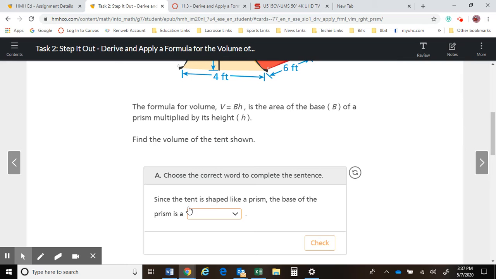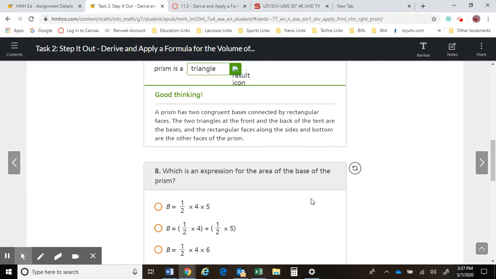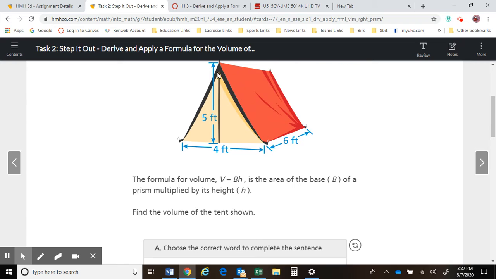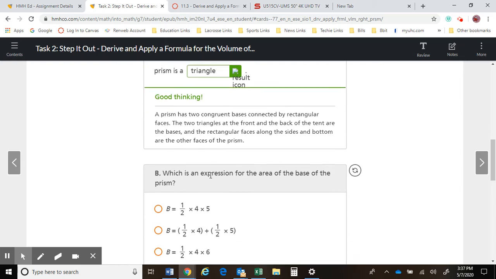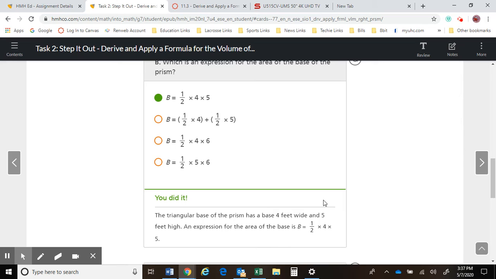All right. So since the tent is shaped like a prism, the base of the prism, of course, is a triangle. We're going to use 1/2, and of course base times height. So of the triangle, 1/2 base times height. So 1/2, 4 times 5. Okay, so that's going to be this one right here. All right. And of course, 1/2, 4 times 5 would be 10.